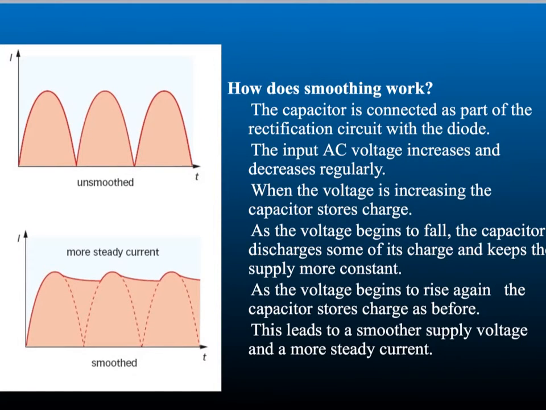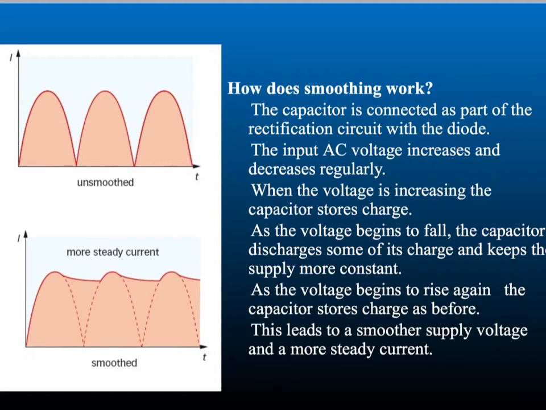So how does this happen? Well, the capacitor is connected as part of the circuit with the diodes. The input AC voltage increases and decreases regularly. When the voltage is increasing, the capacitor stores the charge. So in this region, the capacitor is storing the charge. When the voltage begins to fall, so this bit, the capacitor starts to discharge some of its charge. So it keeps the supply more constant.